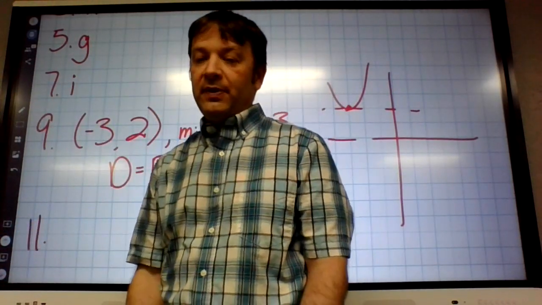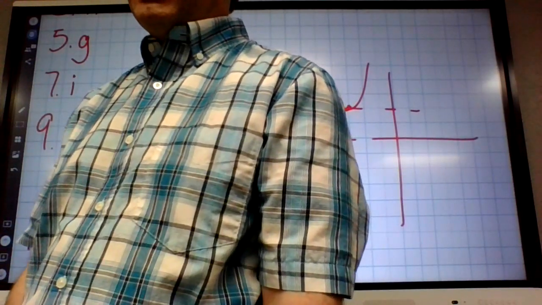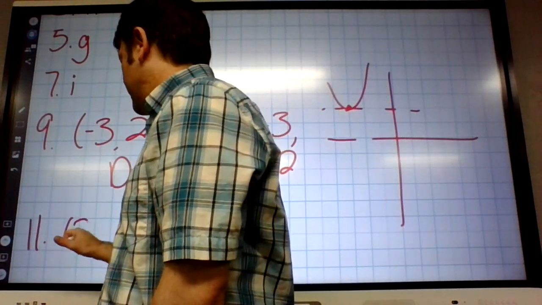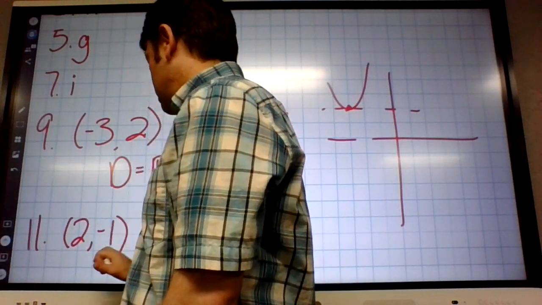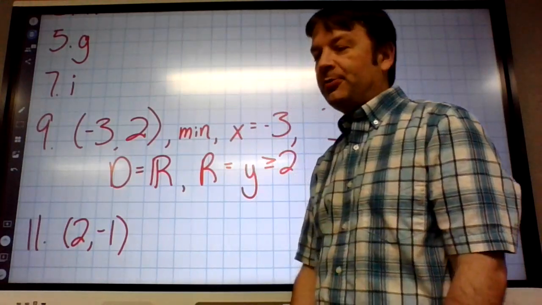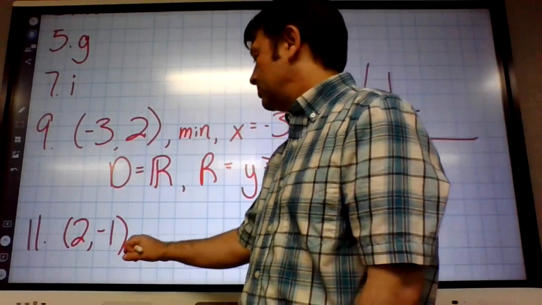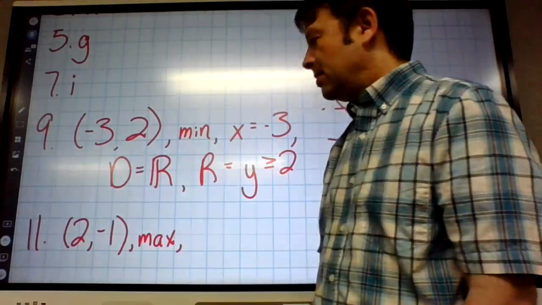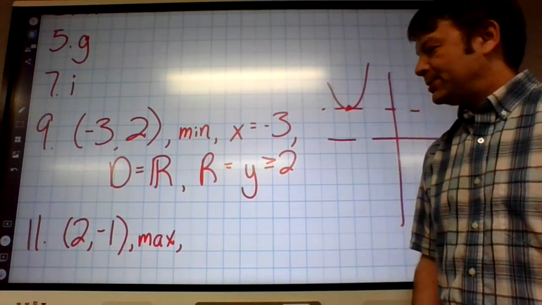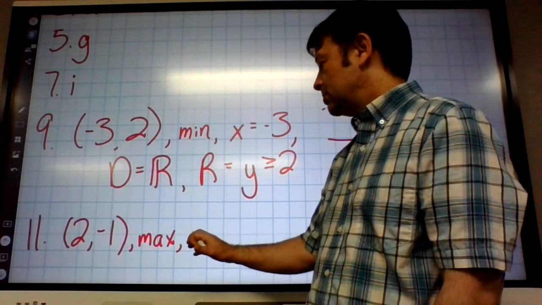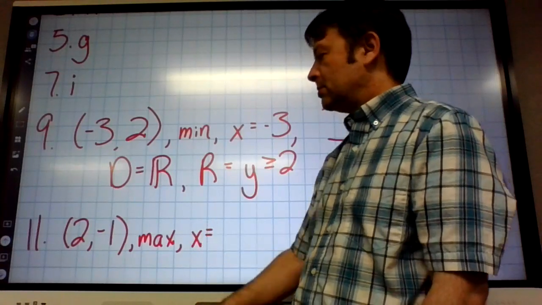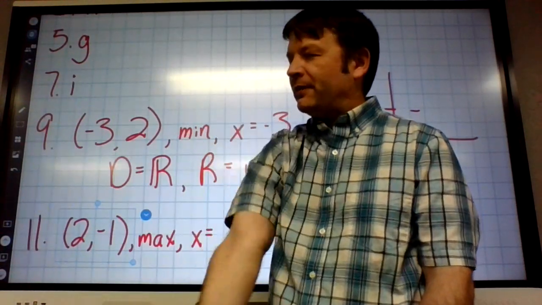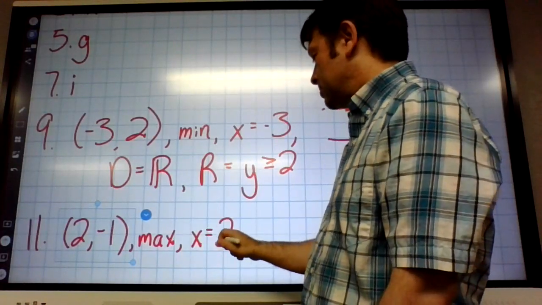Okay, on number 11, what is the vertex, or where is the vertex, you could say? 2, -1. Is it a maximum or minimum point? Maximum, because it's at the top of the hill. Yep, that's right. What is the axis of symmetry? 2. It goes through 2 on the x-axis. That vertical line is called x equals 2.